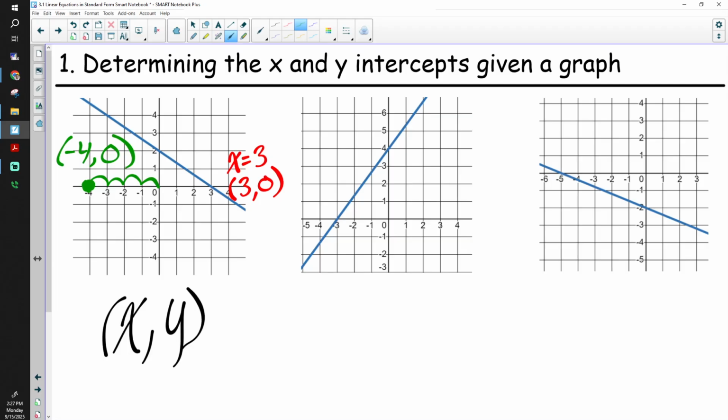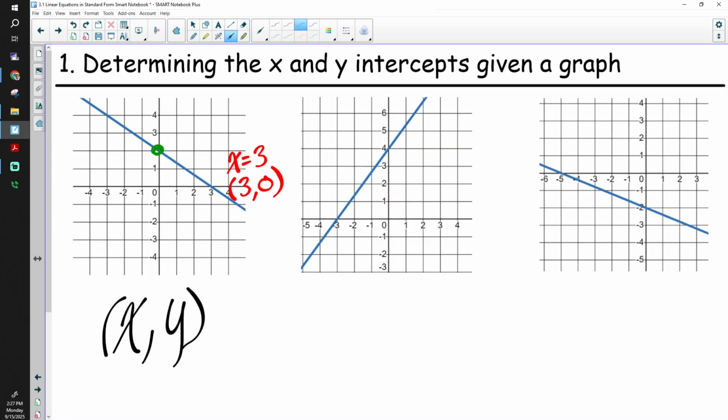So at this point, what did we have to do? We had to go over 3 and then stay there. That's why there's a 0. Okay, now let's try the y-intercept.